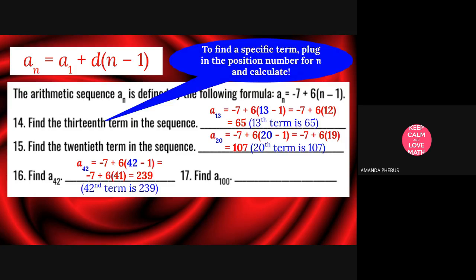All right, last one, we're going to plug in 100. 100 minus 1 is 99. 99 times 6 plus a -7 is 587. So the 100th term is 587.